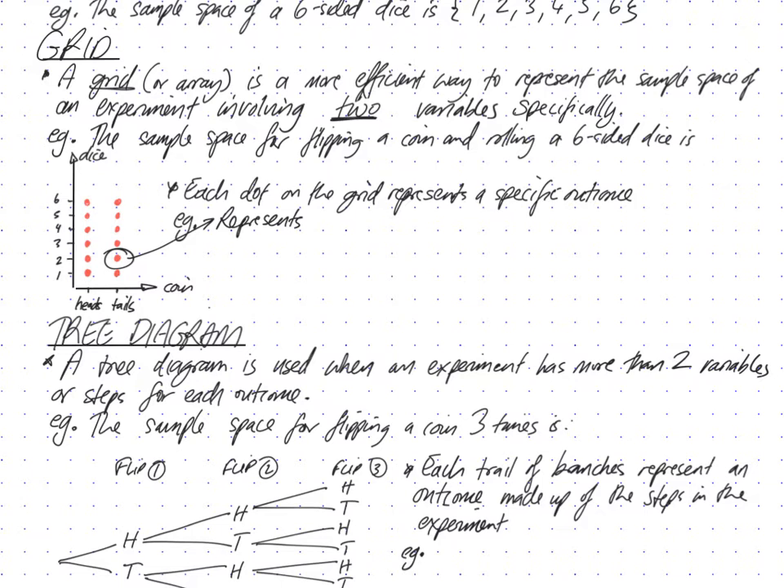So the key with a grid is that each dot on the grid represents a specific outcome. So let's do an example. This circled one here represents flipping on the coin. In what column is it? It's in the tails column. So flipping a tails and rolling. Where is it on the y-axis? What row is it? It's on the 2. So flipping a tails and rolling 2. So that's an example of reading a grid. It's pretty basic, but you need to be aware of it.